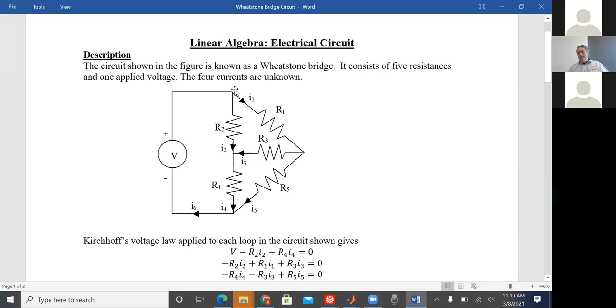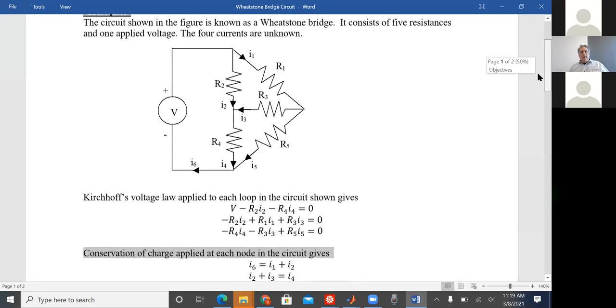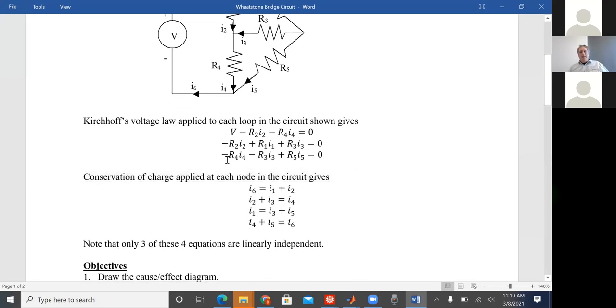If electrons are flowing at a certain rate into that junction, the amount that flows in has to be the amount that flows out, or else where did they go? Where are the magic electrons that are not accounted for, into the ether of the universe? So those are the two basic principles in electric circuit theory, Kirchhoff's voltage law and Kirchhoff's current law, sometimes called KVL and so on.